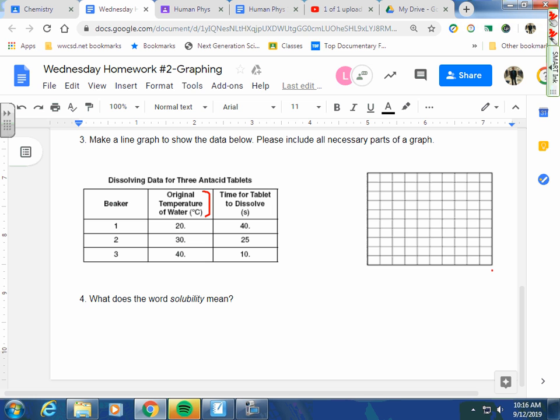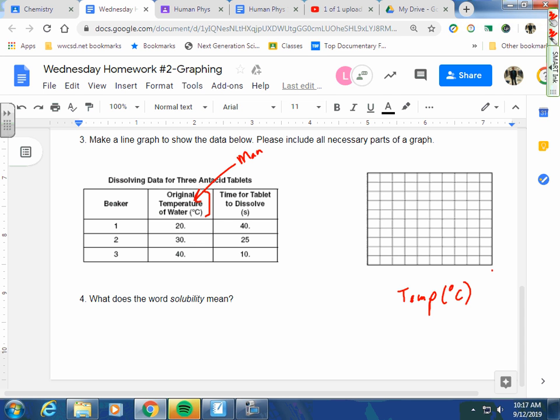So what do you think they're doing in this experiment? Are they changing the amount of time for the tablet to dissolve so that they can find the original temperature of the water? Or are they changing the original temperature of the water to find out how long it takes to dissolve? Temperature. So that means temperature is going to be our manipulated variable, which means it's going to go here. Okay? Temperature, it's in degrees Celsius.